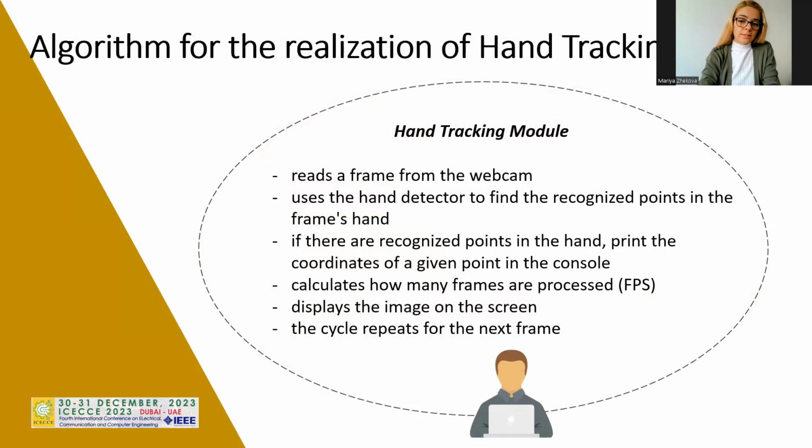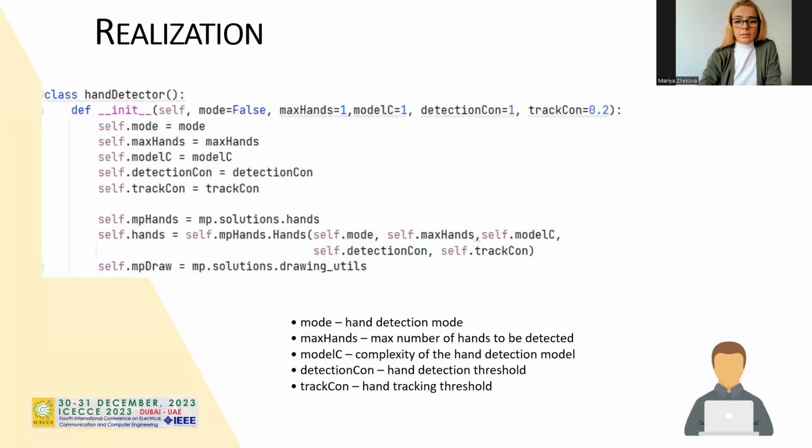After initializing the available webcam and hand detector, the hand tracking module algorithm includes the following steps in each of its iterations. First, it reads a frame from the webcam, then uses the hand detector to find the recognized points in the frame's hand. If there are recognized points in the hand, it prints the coordinates of a given point in the console. It calculates how many frames are processed, frames per second, displays the image on the screen, and the cycle repeats for the next frame. The hand tracking module allows visualizing hand point coordinates in the console.